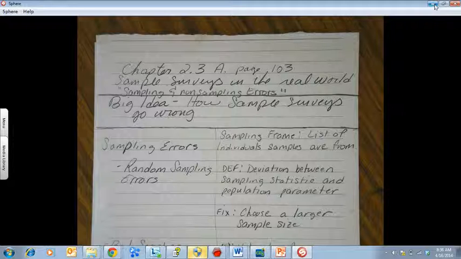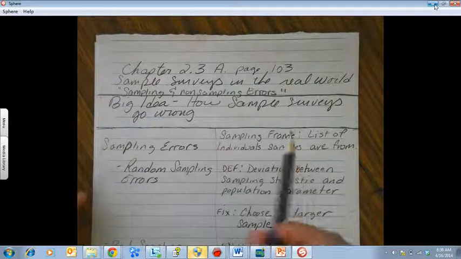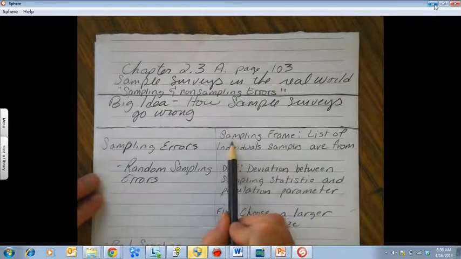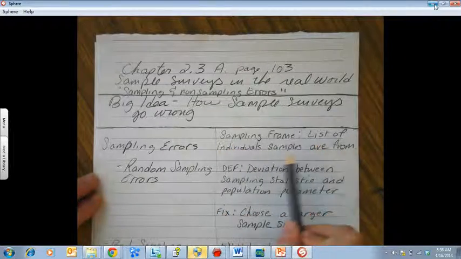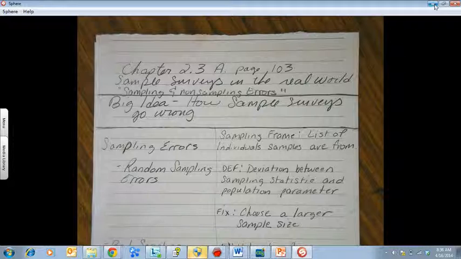Alright? So the first part is sampling errors. It talks about, in the book, the sampling frame, which is the list of individuals that the samples are from. So if our sampling frame was probability and statistics, period 2, you guys would be the list that is the sampling frame, right? All of your names would be on it. So the first sampling error is a random sampling error.